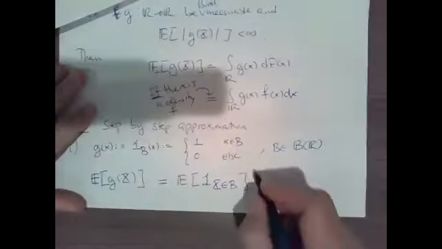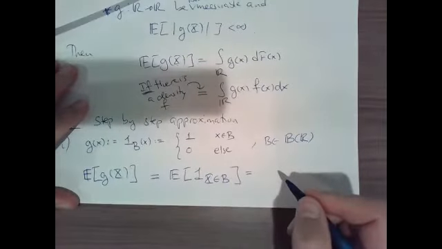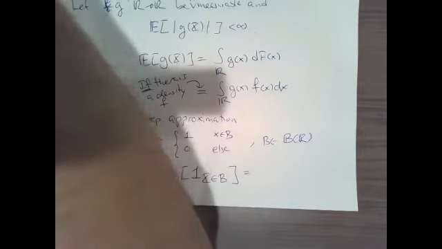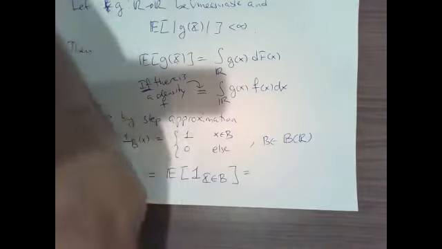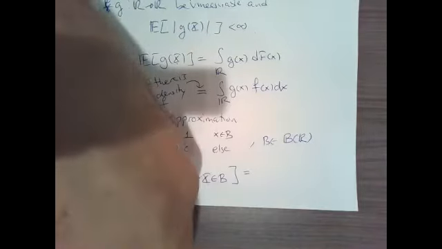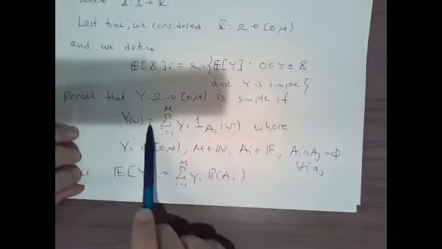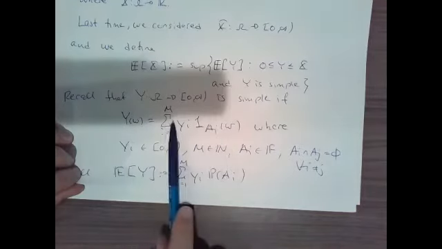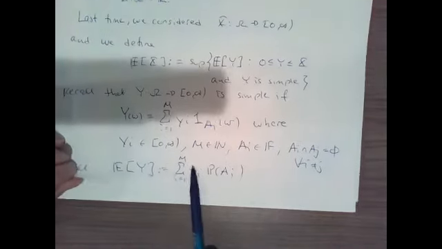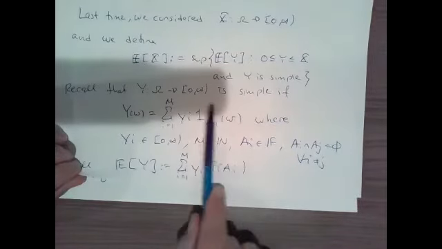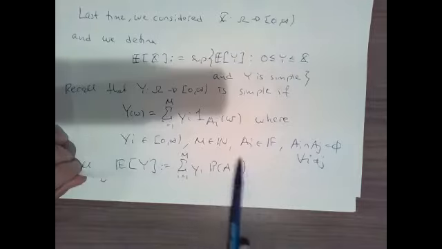But I know what that is because of the expectation of an indicator. This goes all the way back to how we had originally defined the expectation of an elementary or simple random variable. The expectation of such a Y is just the sum of the y_i times the probability. So the expectation of an indicator is the probability of the set.